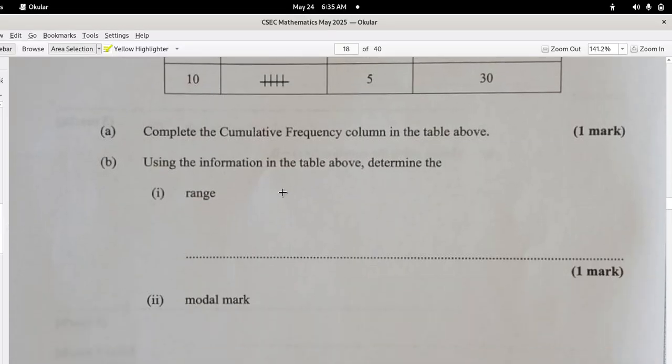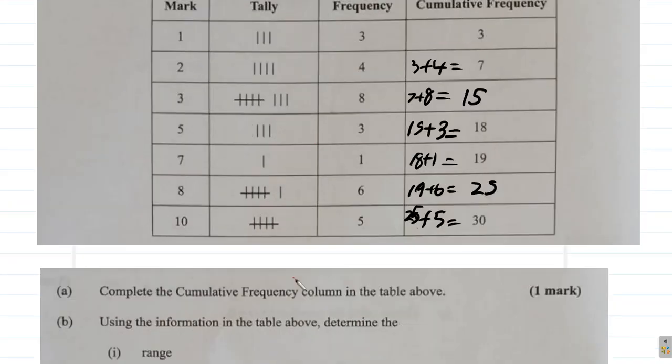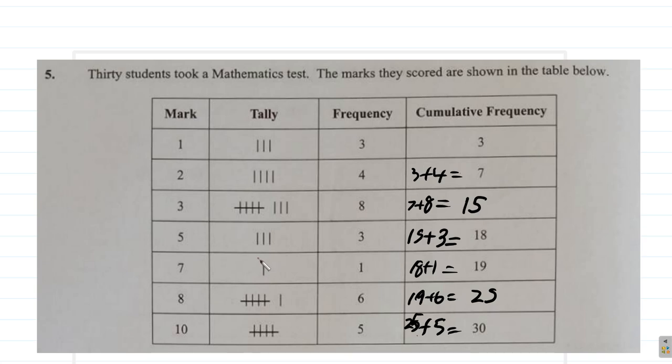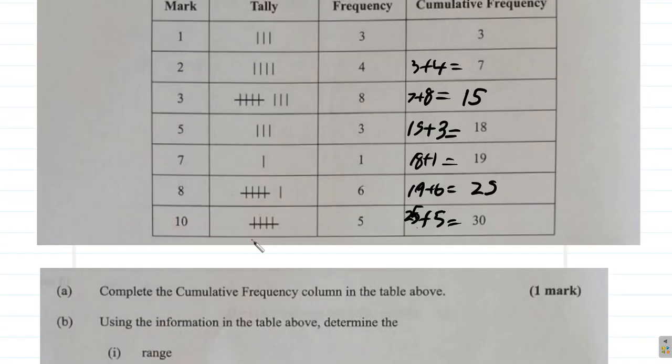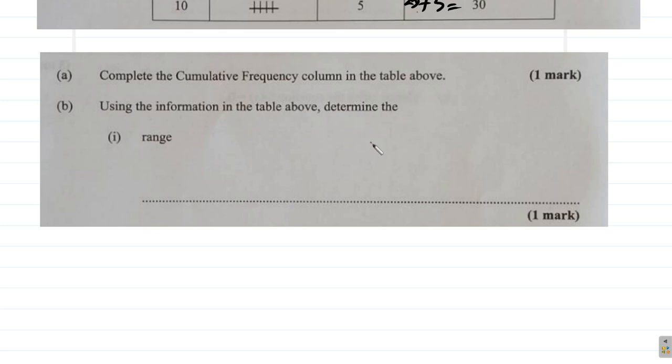1 mark. Using the information above, determine the range. Now the range is the highest minus the lowest, the largest minus the smallest. In this case, the highest mark is 10 and the lowest mark is 1. So our range here is 10 minus 1 equals 9.